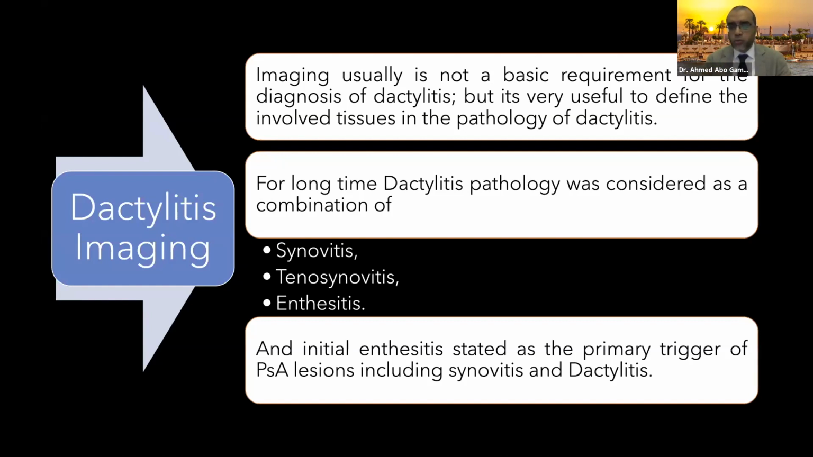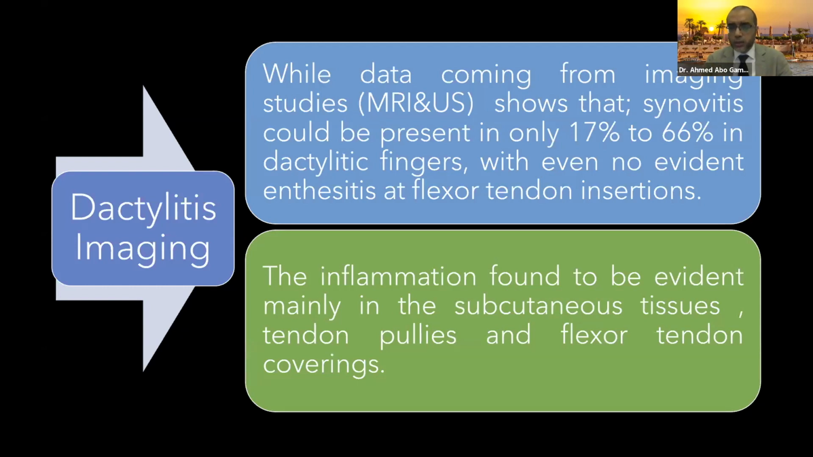And we also believed that the initiating factor was enthesitis, spreading the inflammation to synovitis and dactylitis, like a joint affection. But if you study the recent data coming from imaging studies, especially MRI and ultrasound, we find that synovitis is present in only about 17% of cases with dactylitis. And in a lot of cases, we didn't find even a single enthesitis in the finger. So it is not a fixed component in dactylitis.